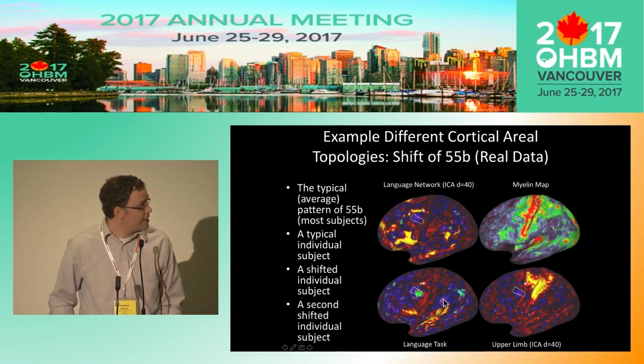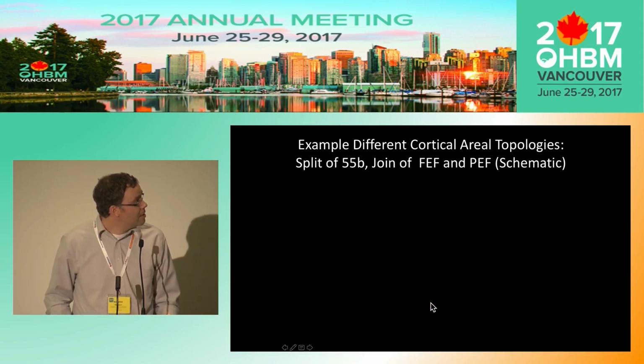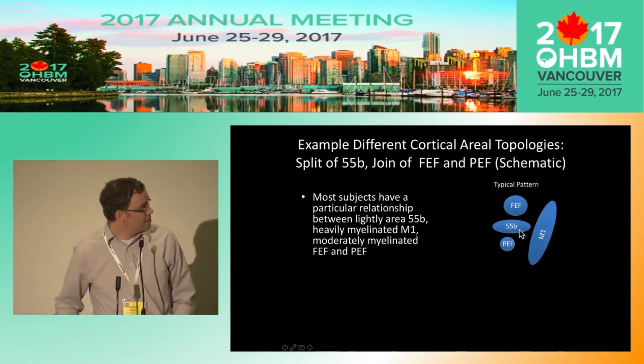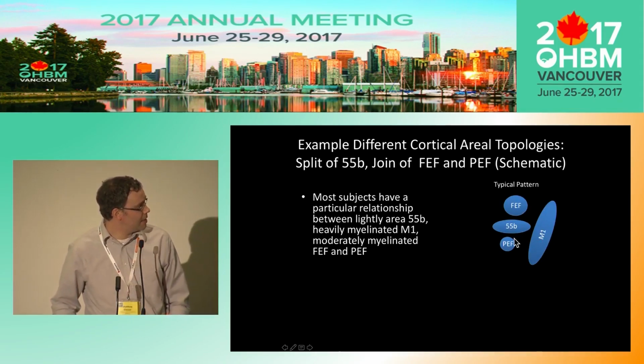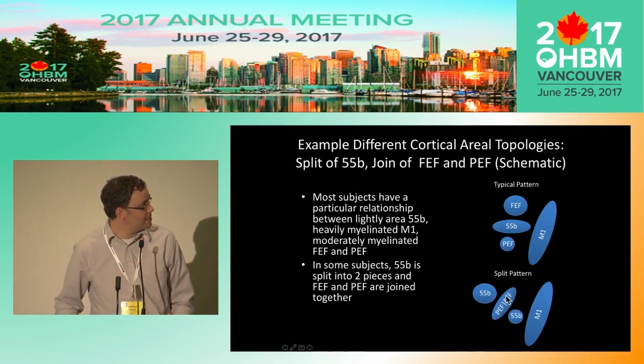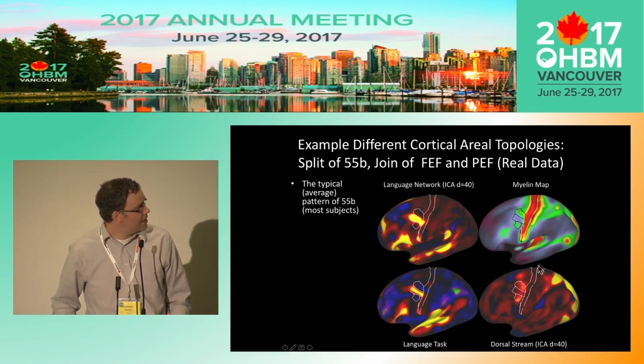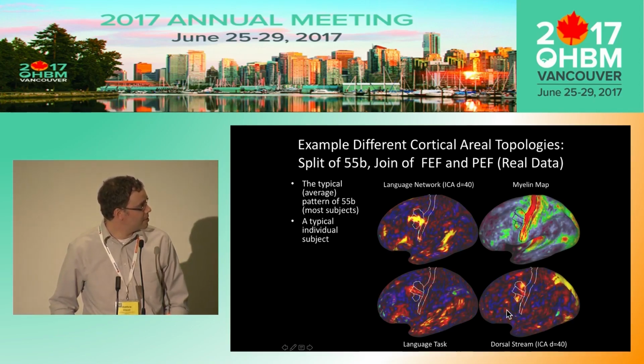And we can see that in another shifted subject here. There's another pattern of 55B. It actually can split in half. So normally, 55B sits right in front of motor cortex and the two eye fields on either side of it here. But in some subjects, 55B gets split in half, and you've got the two eye fields coming together. So what does that look like? We've got most of the same maps as we had before, except now we'll have a dorsal stream visual network instead of the sensory motor subregion.